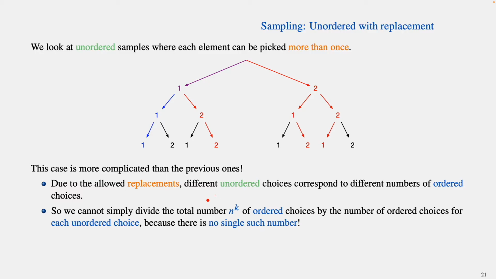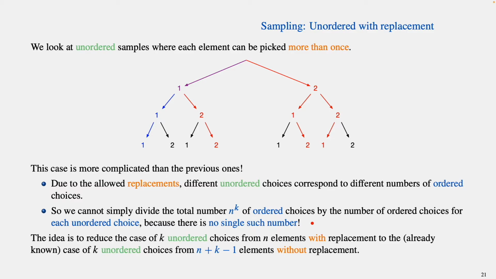So we cannot simply take the total number of ordered choices, which would be n to the power of k, and divide out the number of ordered choices for each unordered choice, because there is no single such number. So what we did in the previous case, where we had unordered samples but could pick only once, doesn't work here. So we need to do something more ingenious. And the idea is now to reduce the case of k unordered choices with replacement to a case that we already know.